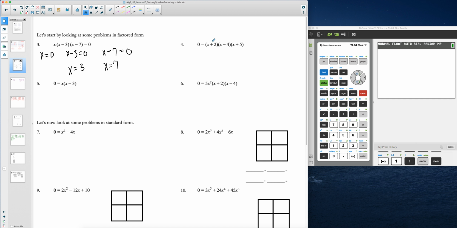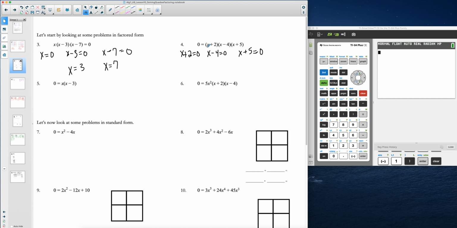All right, so now let's look at number 4. Once again, I can see that it's in factored form. We have 3 things that are multiplied to get 0. So that means the first one, x plus 2, could be 0. It means that x minus 4 could be 0. And it means that x plus 5 could be 0.